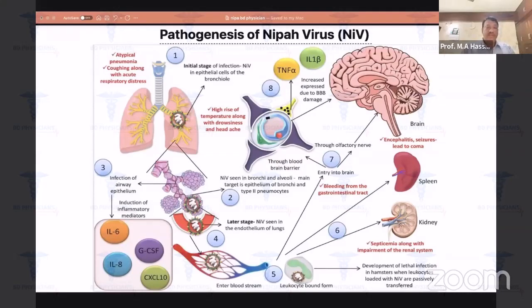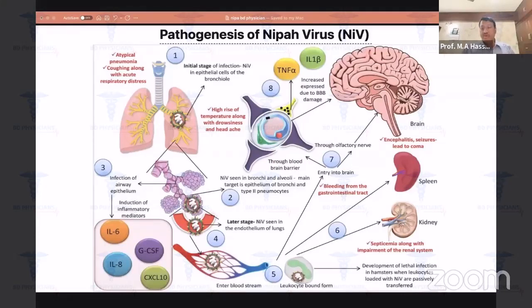Later on, they infect the airway epithelium, and they release various types of inflammatory mediators, interleukins, and other cytokine factors. And ultimately, they enter into the bloodstream, and within the leukocytes, they are transmitted to the brain, entering the brain and causing neuronal damage. And also, they release TNF alpha and interleukin beta.